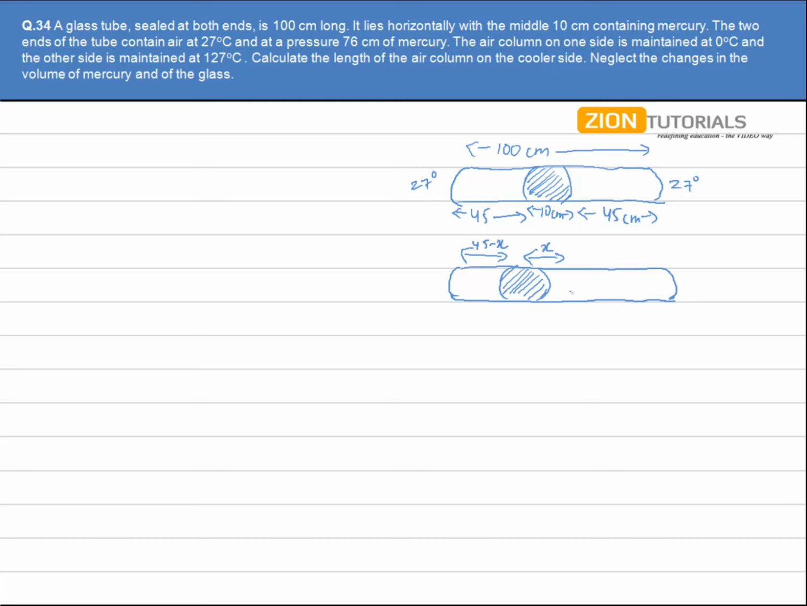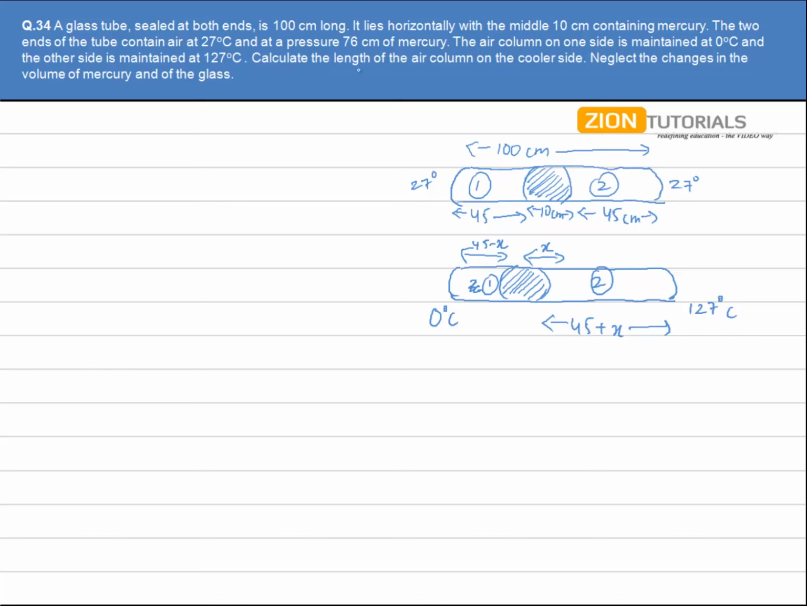So basically now this entire length would be 45 plus x, right? Now let us assume that this is compartment 1 and this is compartment 2. So basically this is the 0 degrees Celsius compartment and this now becomes 127 degrees Celsius, am I right? Because it is shown that two ends of the tube contain air at 27 degrees Celsius and a pressure of 76 centimeter of mercury. The air column on one side is maintained at 0 degrees Celsius, and the other side is maintained at 127 degrees Celsius.